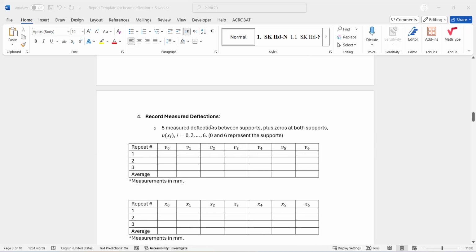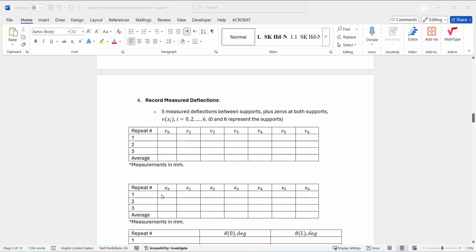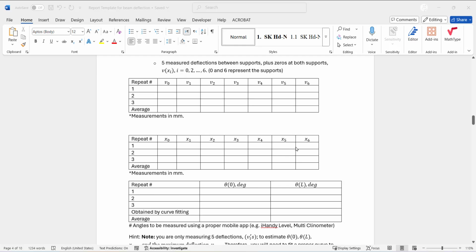And then from the extensometer you repeat the loading 3 times, record the measurements, and put the average for each measurement here. So X and V corresponding to each measurement. X0 and V6 belong to the supports, so practically you measure between V1 to V5 and X1 to X5.